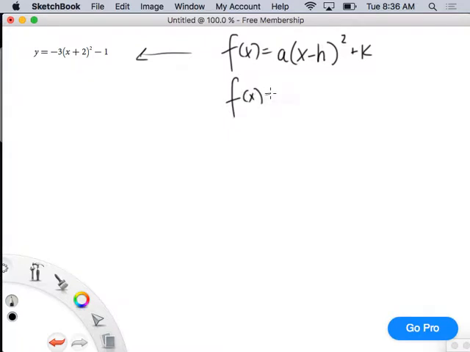What I want to do is make it look exactly like this: ax squared plus bx plus c. I want it to be in this form. What should I do? Yes? Simplify. Very good. Okay, so I'm going to simplify by squaring this out. Remember when we squared binomials? Square the first, square the last, multiply and what?